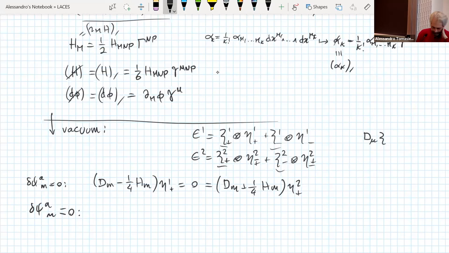What one does is this. There is a natural set of spinors on a maximally symmetric space that appear in many problems, which are called Killing spinors, which satisfy this condition. Conventionally, one puts a 1 over 2 here. One can put a parameter, which I'll call mu. These are called Killing spinors.